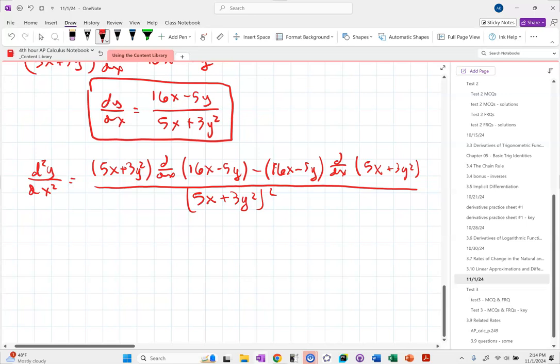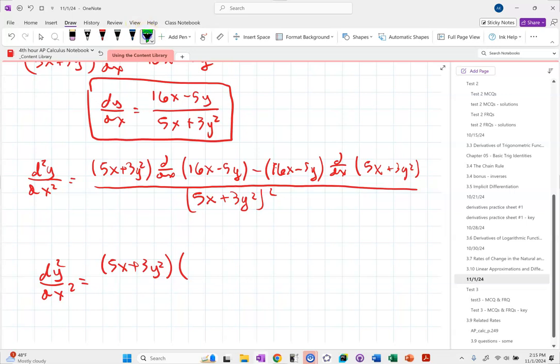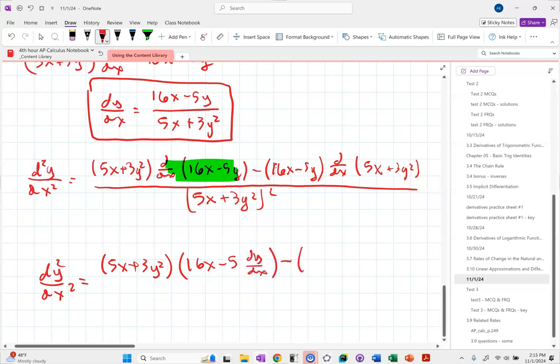Okay, so what's the derivative of 16x minus 5y? (16 minus 5 dy dx). Okay. And then what's the derivative of 5x plus 3y? Wouldn't it just be x? Oh, yes, thank you. You said it, I said it, and I wrote the wrong thing. Thank you, yes. What's the derivative of 5x plus 3y squared?